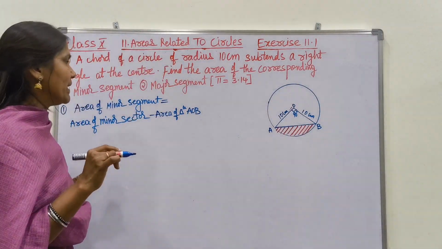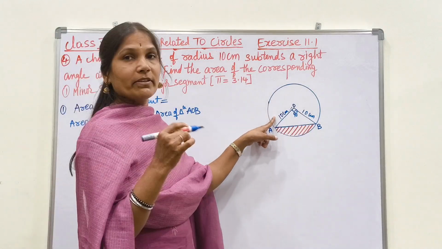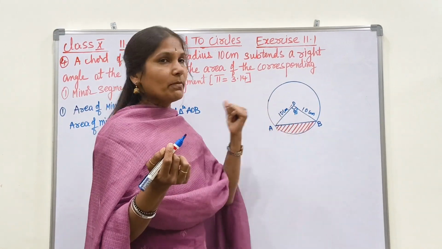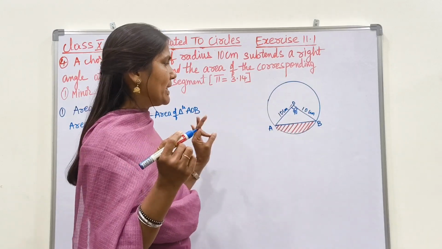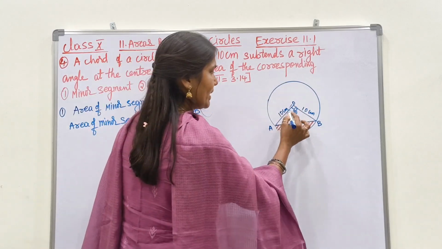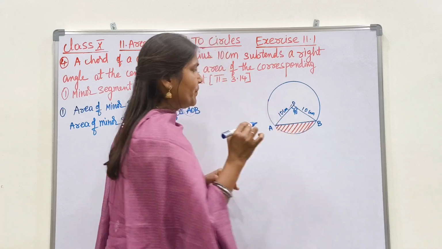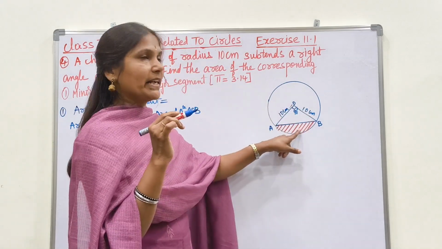First we will find the minor segment. What is given? Radius is equal to 10 centimeters, and theta is 90 degrees. How do we find the minor segment? The minor segment is the full sector minus the triangle.